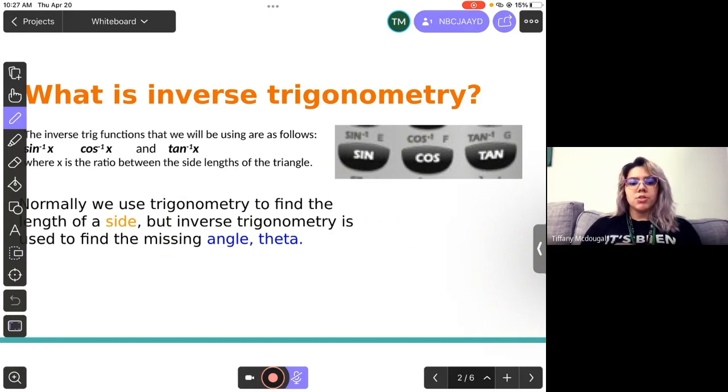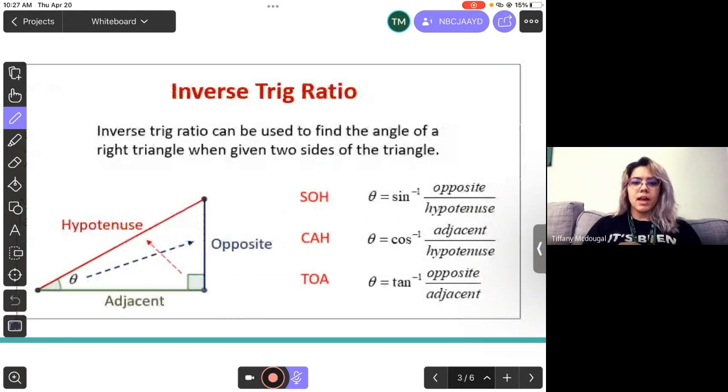Normally we use trigonometry to find the length of a side, but inverse trigonometry is used to find the missing angle theta. And here are our ratios. You can see we have a visual display here that you'll want to copy down. The inverse trig ratios can be used to find the angle of a right triangle when given two sides.